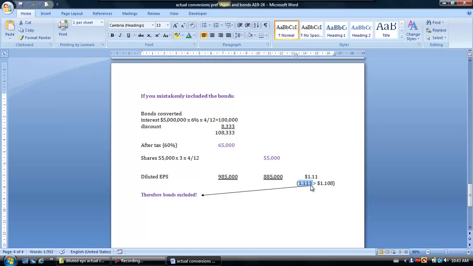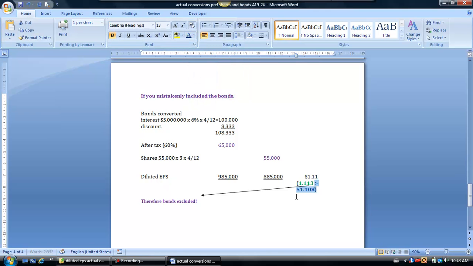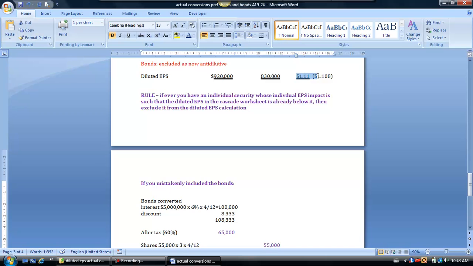It is bigger. So therefore, I would exclude it because it's technically going to give me this diluted EPS here which is greater than what I had before, right? Which is this guy, right? So technically, the bonds are giving me an EPS that's ever so slightly bigger than the one that I've ended off with over here, right? So it may be a salient point.